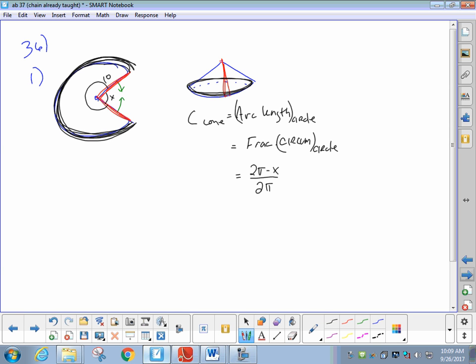Love it. What's the circumference of the circle? 2 pi r. And that r is a reference to the radius of the circle, not the cone. Part of the problem is confusing the radius of the cone versus the circle. That's the radius of the circle, and it's given, and it's 10. You follow? So the circumference of the cone is (2 pi minus x) over 2 pi times 20 pi. Actually, the 2 pi's go away, don't they? Times 10.